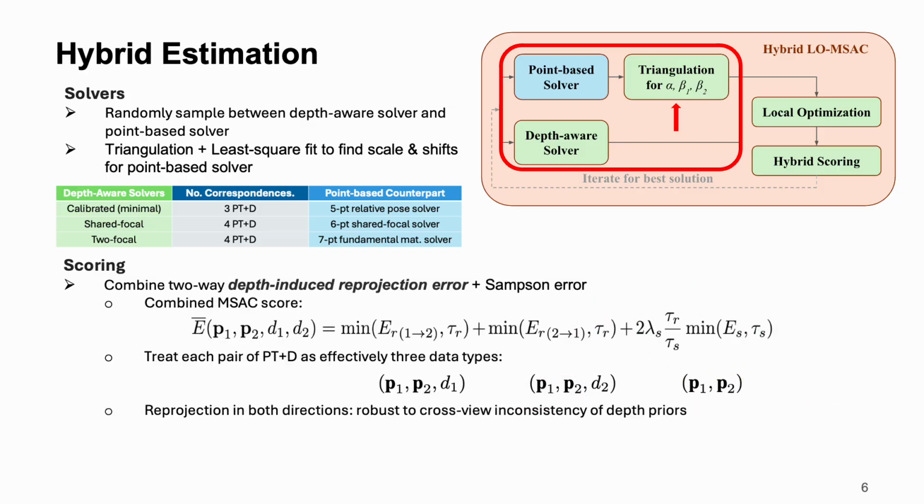For scoring, we combine the two-way depth-induced reprojection error together with the Sampson error. This is essentially treating each pair of correspondences with depth priors as effectively three data types: P1, P2, and D1, the depth from the first view; P1, P2, D2 from the second view; and P1, P2 alone without using the depth. Note that the reprojection errors are computed in both directions. This is designed to be robust to cross-view inconsistency of the depth priors.